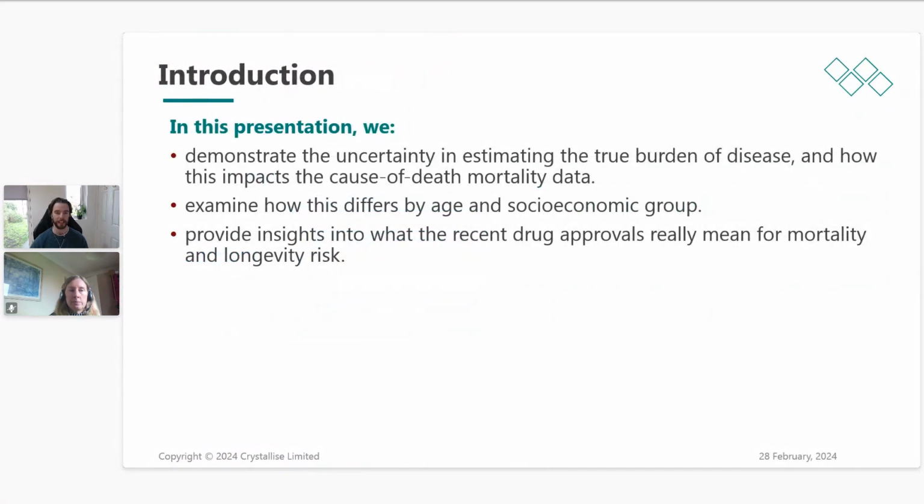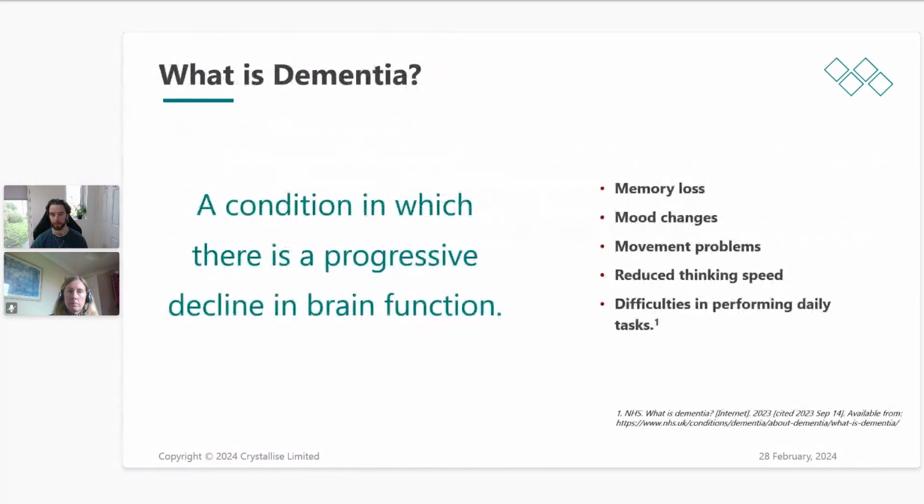And this presentation, the focus is mainly to demonstrate the uncertainty that exists with estimating the true burden of disease associated with dementia as a broad disease, and also how this differs by age and socioeconomic group. And then we'll delve into the biomedical side, so recent drug approvals and what they mean for longevity, and tie that all together with the burden of disease. We'll begin with a little bit of background on dementia itself.